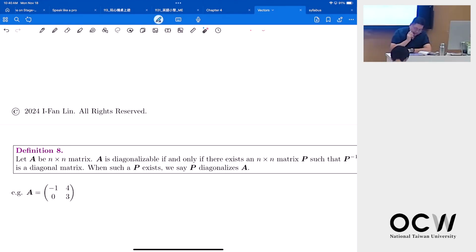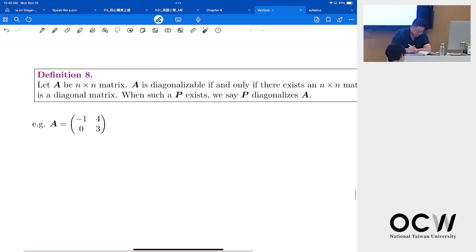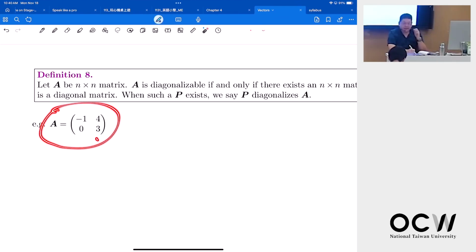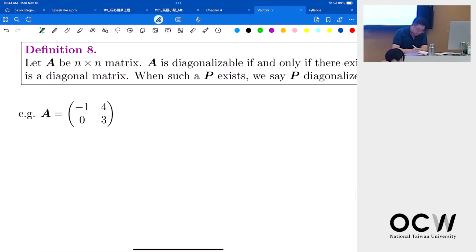For example, if I have a matrix A, let me give you 2 minutes. Please find the eigenvalues. If I have a matrix A, then what are the eigenvalues for matrix A? So I have -1 and 3. So suppose one is -1. What is the eigenvector?